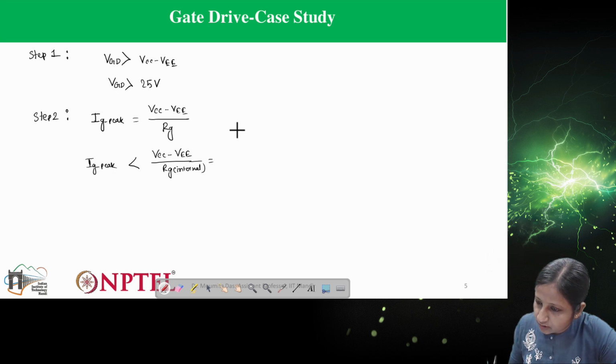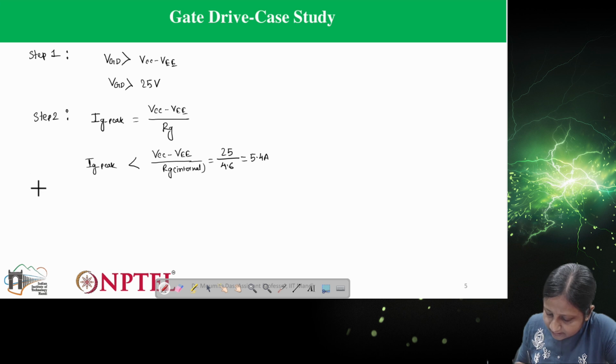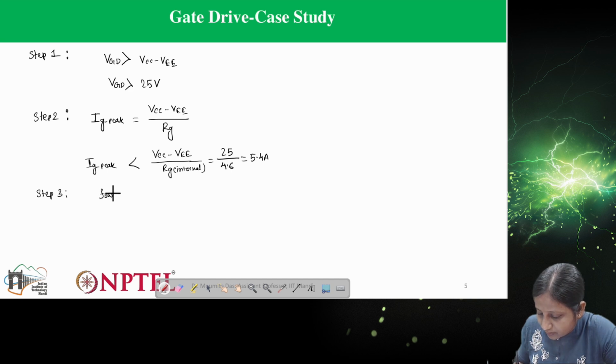So here if we put all these values, this is 25 and this is 4.6 ohm, that is given in this particular data sheet. So then we will get the peak current as 5.4 ampere. So now we have to select a gate drive IC where the peak current rating will be less than this value. This will be kind of the worst condition. Okay. Now similarly in step 3 we have to assume the switching frequency, which we have already assumed.